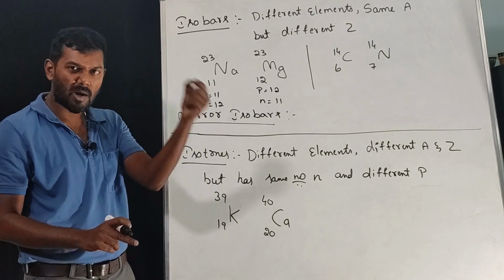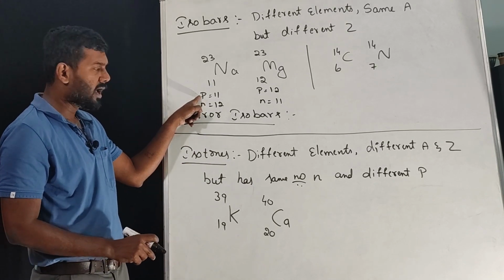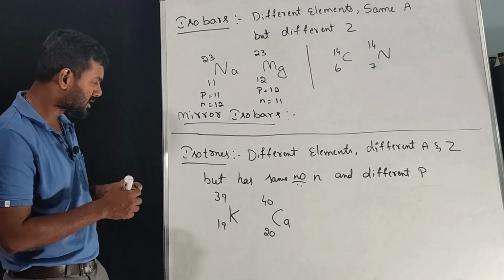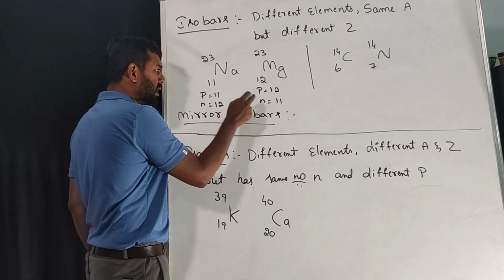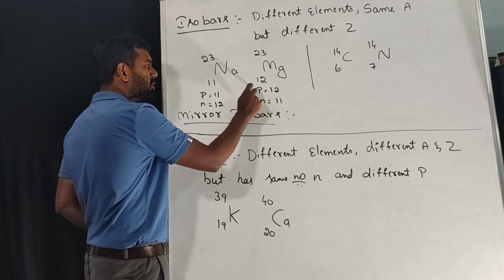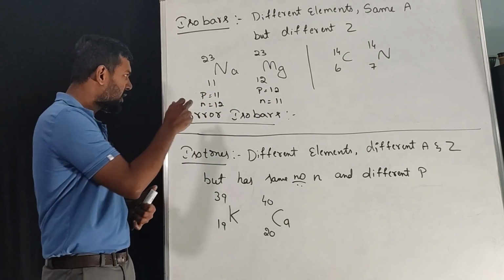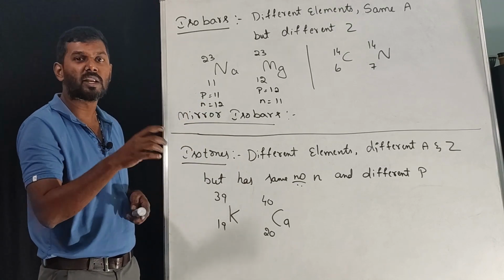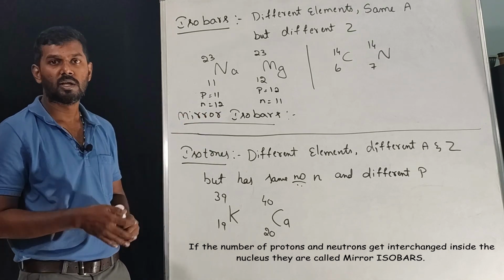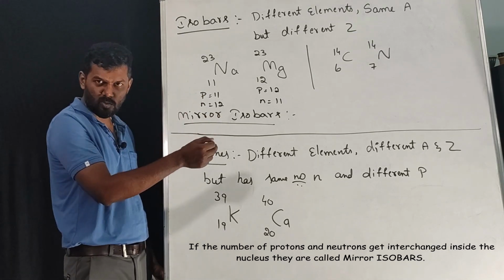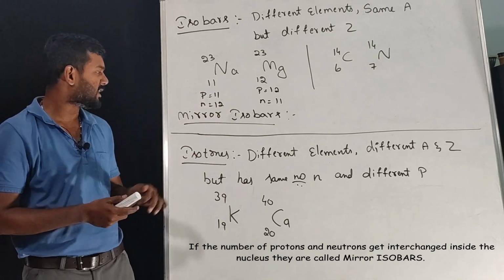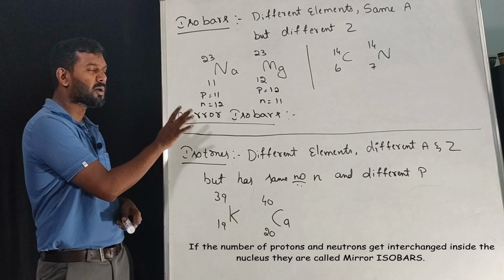In some isobars, the number of protons is interchanged with the number of neutrons. See here, the number of protons is 11, and here the number of protons is 12. Here the number of neutrons is 12, here it is 11. They are interchanged, right? The number of protons and number of neutrons are interchanged in some isobars. Those are called mirror isobars. That is the definition. In some isobars, the number of protons and number of neutrons will be interchanged. That is nothing but mirror isobars. That's it about mirror isobars.